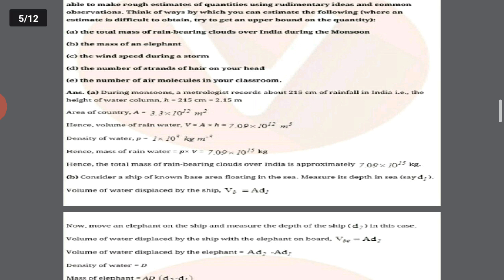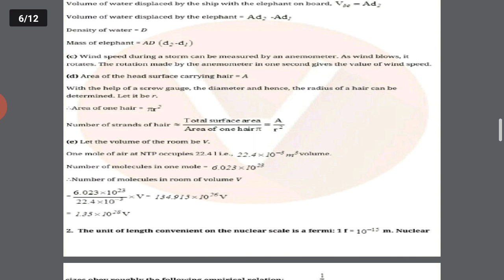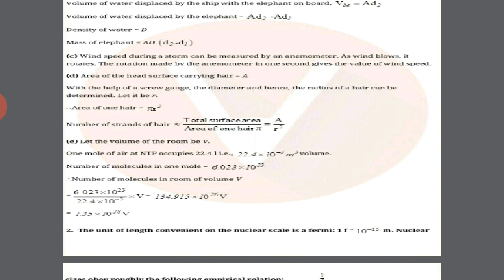It is the number of strands of hair on your head. How can you find this out? The area of head surface carrying hair is equal to A. With the help of a screw gauge, the diameter and hence the radius of the hair can be determined. Let it be R. The area of the hair is equal to pi r square.